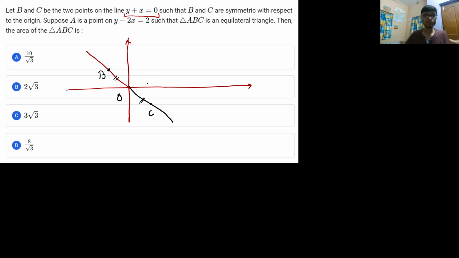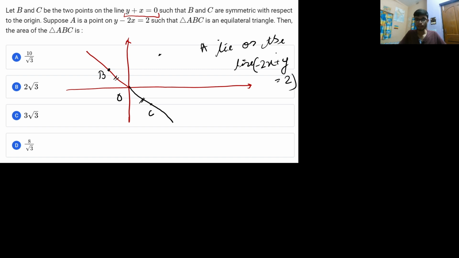It is saying that point A lies on the line minus 2x plus y equals 2, that is, y minus 2x equals 2, and you have to find the coordinates of point A such that triangle ABC is an equilateral triangle.